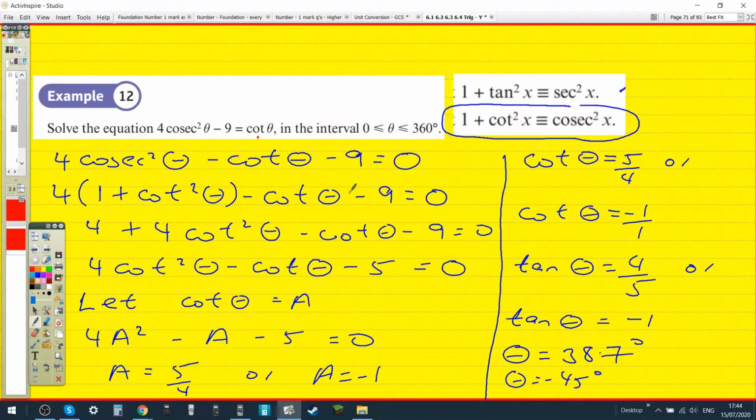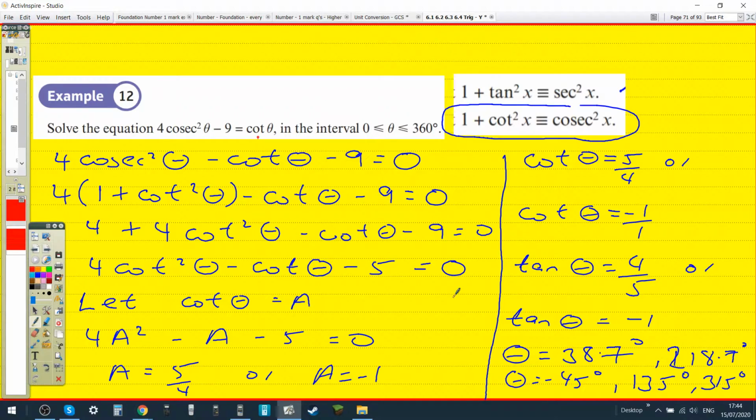You add 180. Yep. So minus 45 plus 180, 135. And then 315. And then for 38.7 plus 180, 218.7. 218.7 degrees. And so how many solutions are there in the interval?